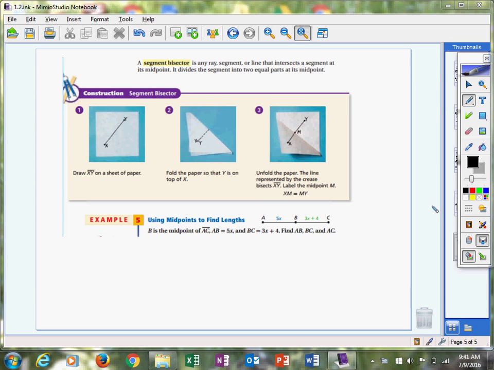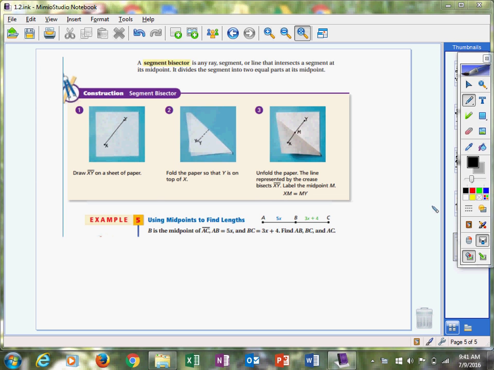Geometry students, welcome back. We're still in section 1.2 and it looks like there is an example 5. I thought we stopped at 4. I don't know. Usually they'd stop at 4, but sometimes they sneak in an extra example. You're going to like this one too, especially you algebra people that just love algebra so much. This is another algebra example.